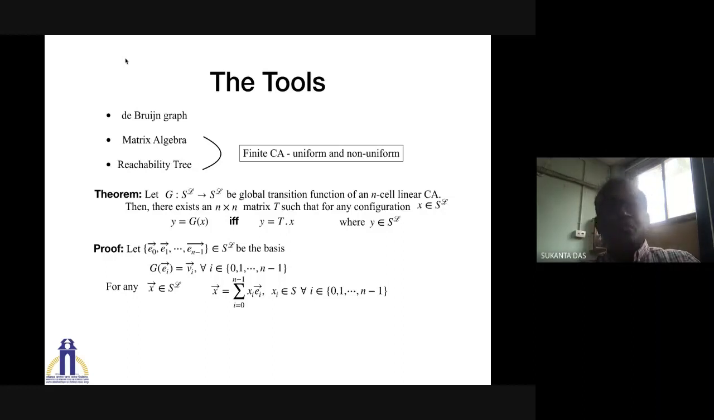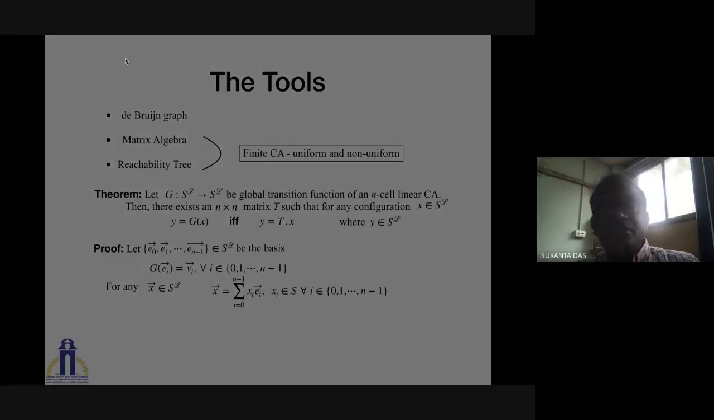So what I'm saying here is that any vector can be expressed in this way. Since each vector is a configuration, any configuration can be represented in this way.